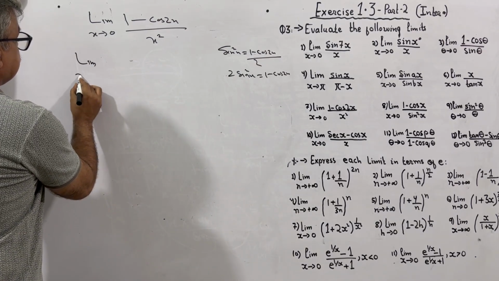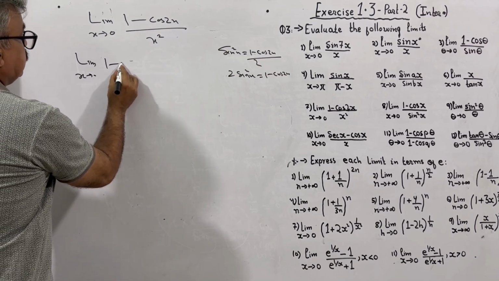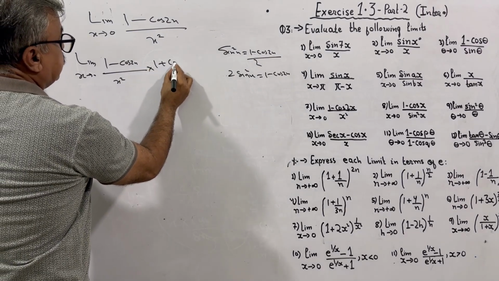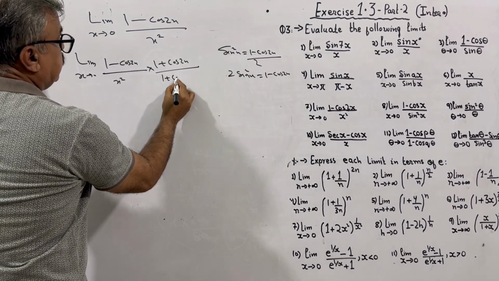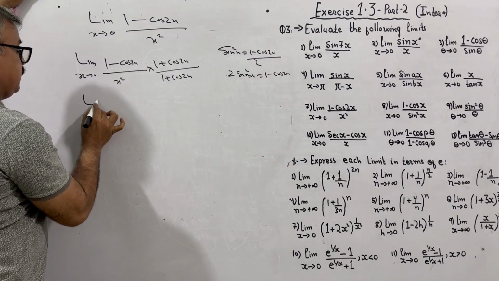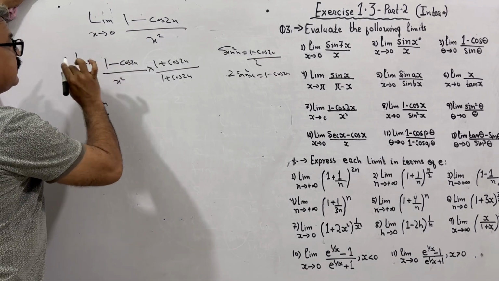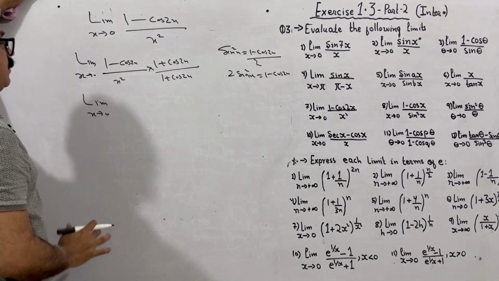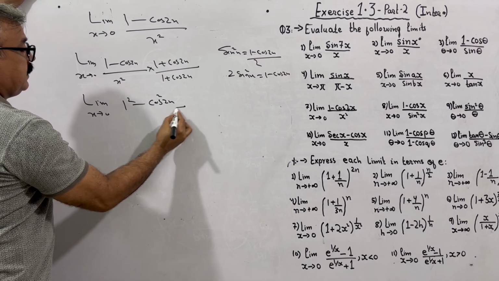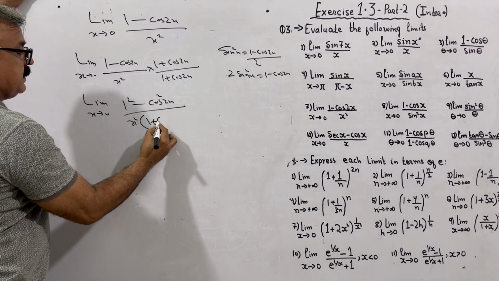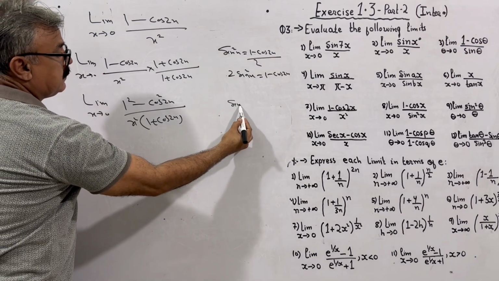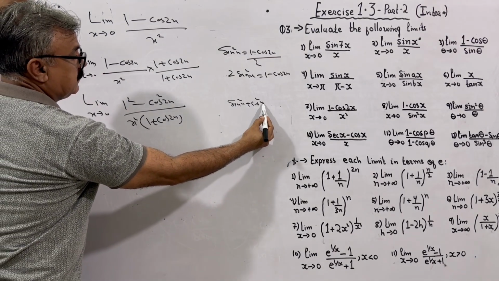Rationalize, changing the middle sign: 1 minus cos 2x over x square, divide and multiply by 1 plus cos 2x over 1 plus cos 2x. Whenever you rationalize, a difference of two squares situation pops up, whether in the numerator or denominator. We are rationalizing according to the numerator, so the difference of two squares pops up in the numerator. It's 1 square minus cos square 2x over x square times 1 plus cos 2x. 1 minus cos square is equal to sin square, and that I have also given you. You are familiar with this.